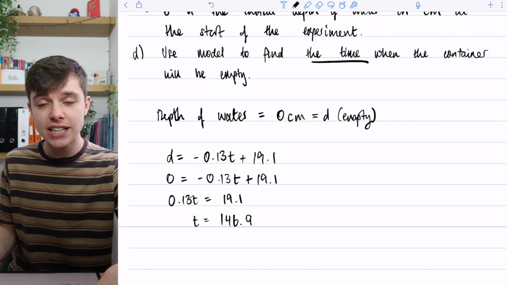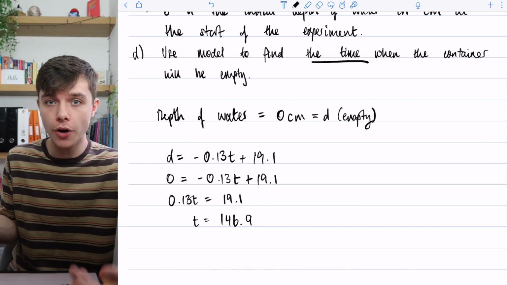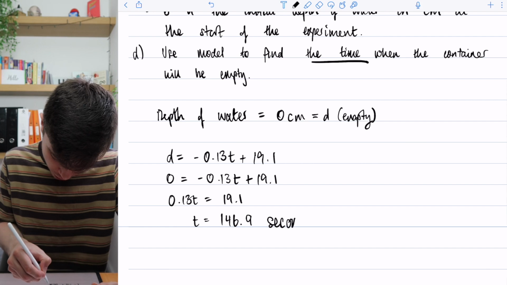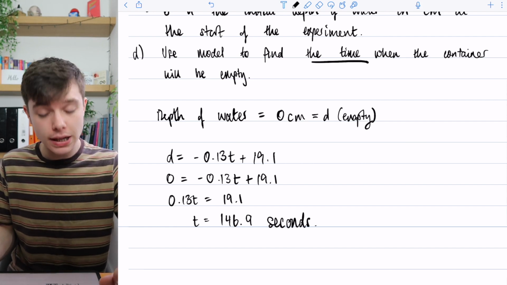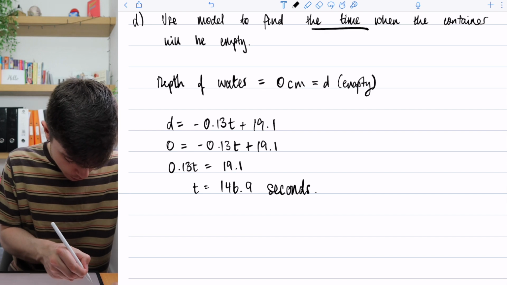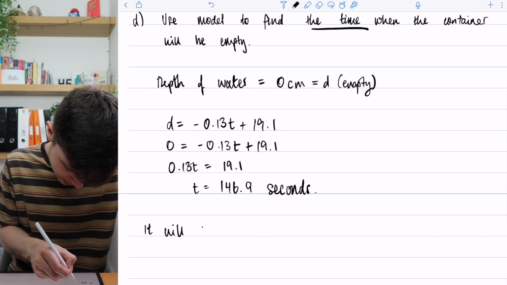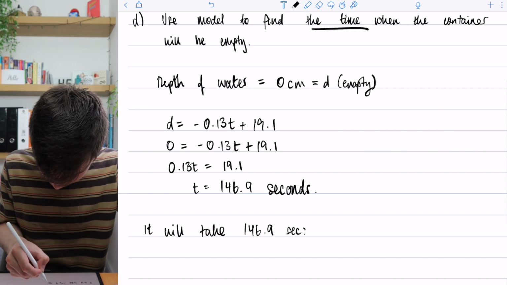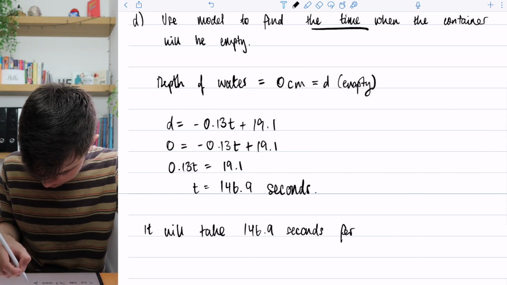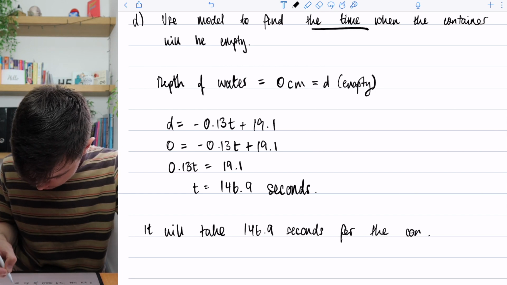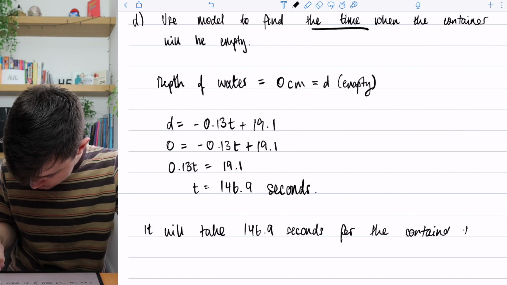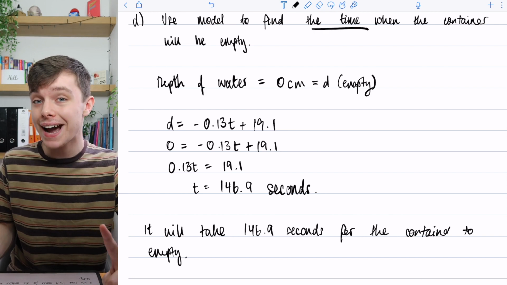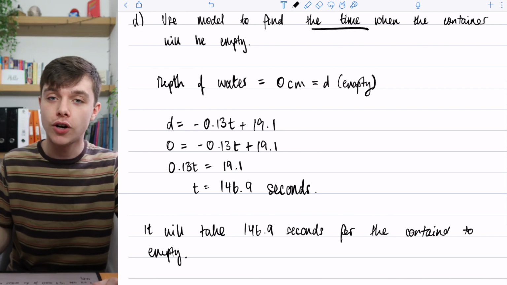But remember, we are dealing with a real life situation. So what does that mean? Well, t is in seconds. So let's write seconds on there. And then it's always useful to do a little statement. So we could say it will take 146.9 seconds for the container to empty. In other words, it will take 146.9 seconds for all the water to fall out of the container.